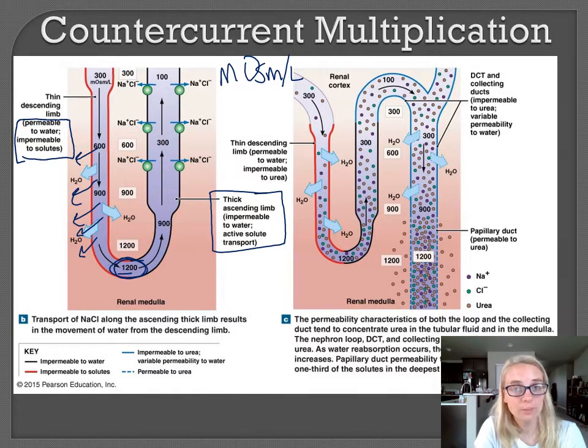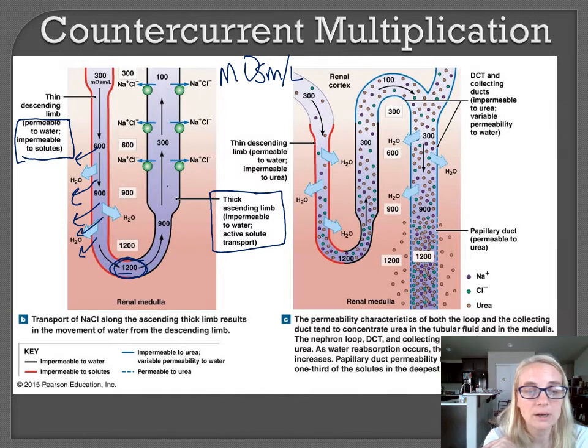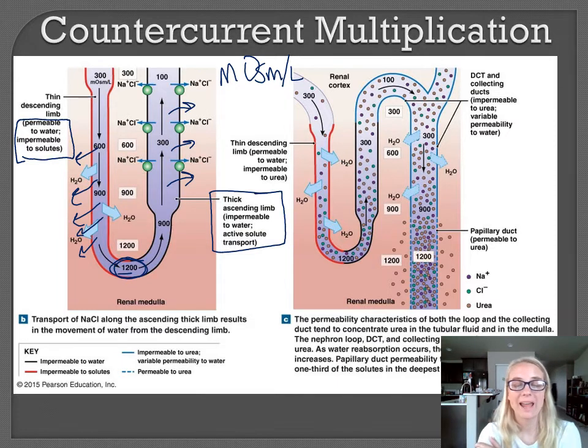No more water can be reclaimed, but now we have these really high concentrations of ions that can drive their movement out. Remember, water is impermeable now. And so here we are going to be pushing the sodium and chloride out of the tube. And if we can see, our concentrations are getting less and less until we leave the nephron loop at 100 milliosmoles.